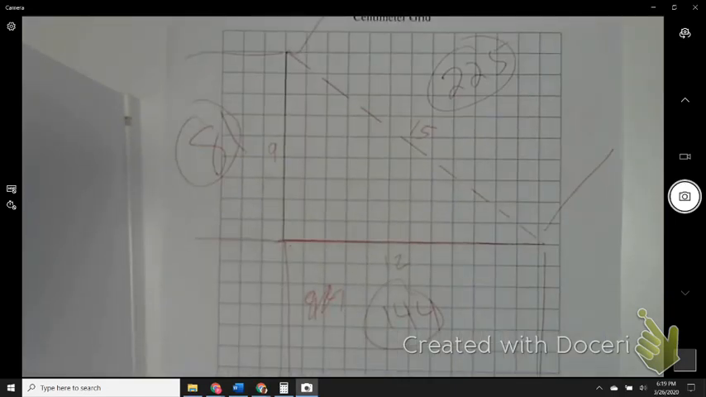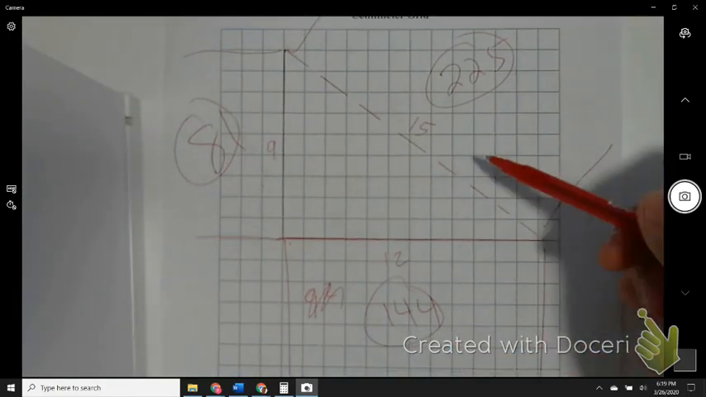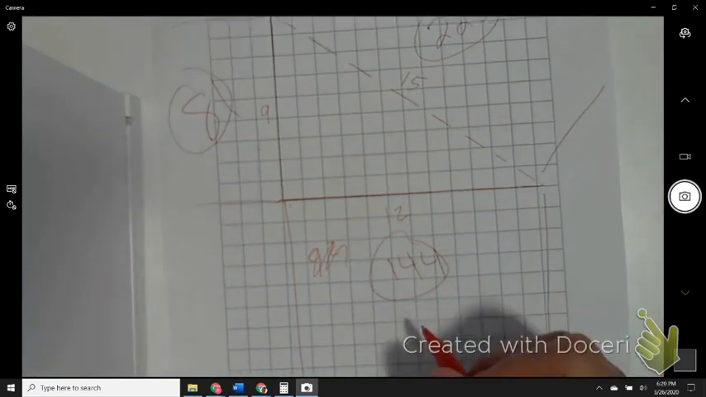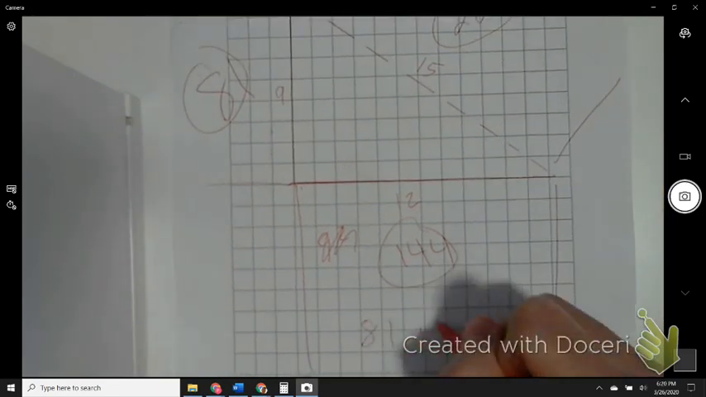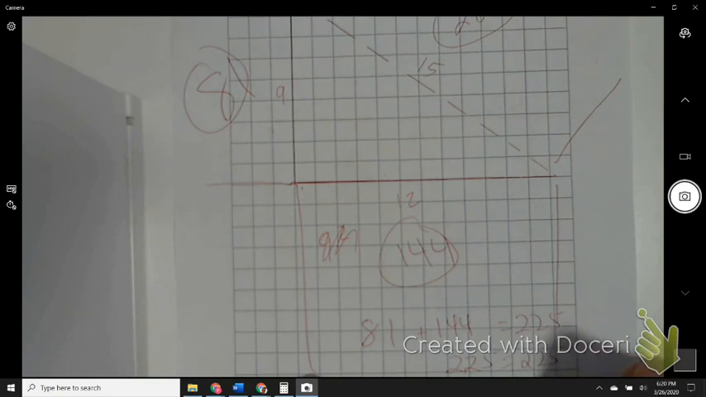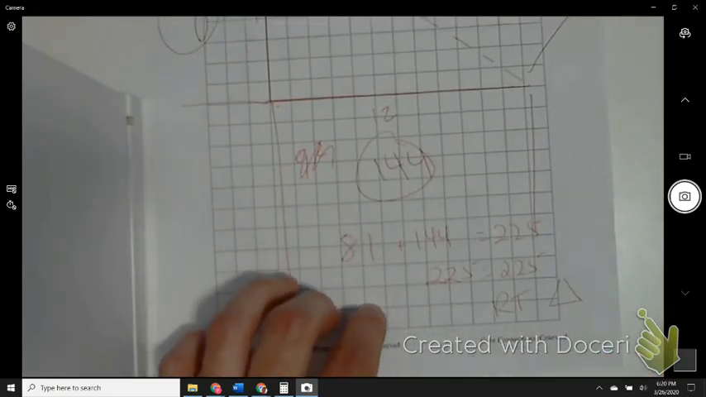All right, you should have gotten 9 squared is 81, 12 squared is 144, 15 squared is 225. And if you did your math correctly, 81 plus 144 will equal 225, and therefore, this is going to be a right triangle. All right, great work, guys.